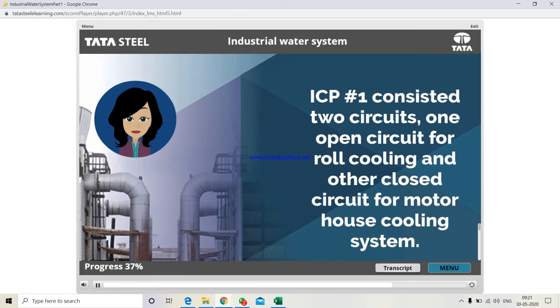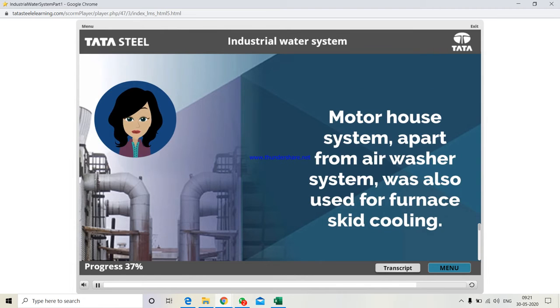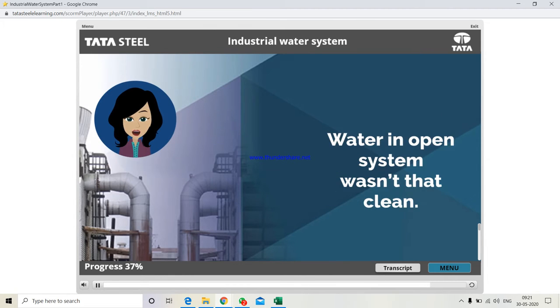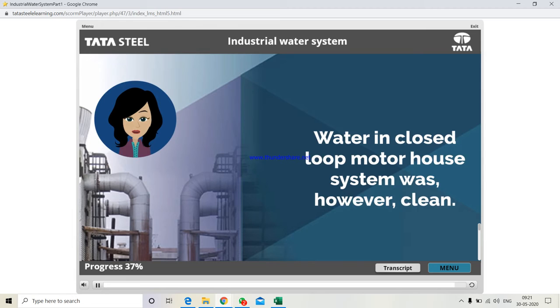ICP-1 consisted of two circuits, one open circuit for roll cooling and other closed circuit for motor house cooling system. Motor house system, apart from air washer system, was also used for furnace skid cooling. Due to exposure to mill stand grease, water in open system wasn't that clean. The system did not use pressure filters for cleaning of water. Water in closed loop motor house system was, however, clean.